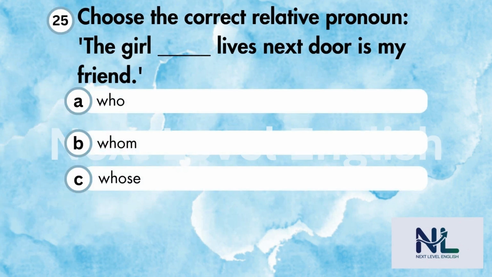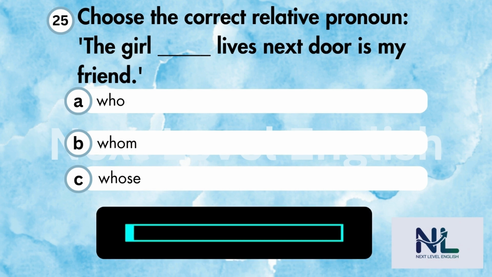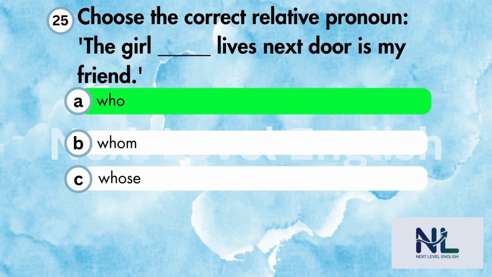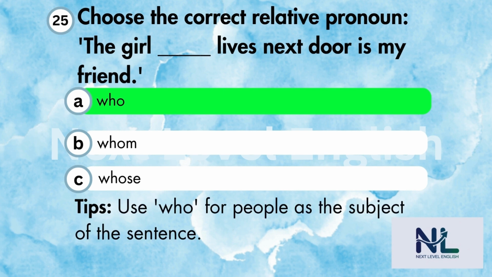25. Choose the correct relative pronoun. The girl lives next door is my friend. Who. Tips: use who for people as the subject of the sentence.